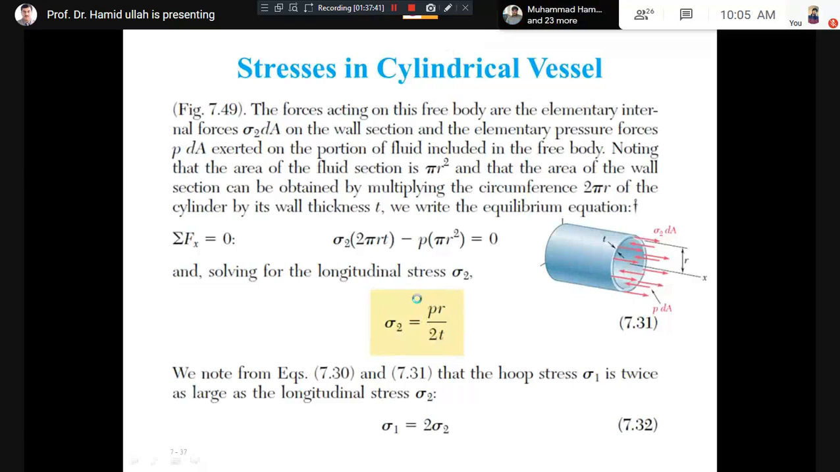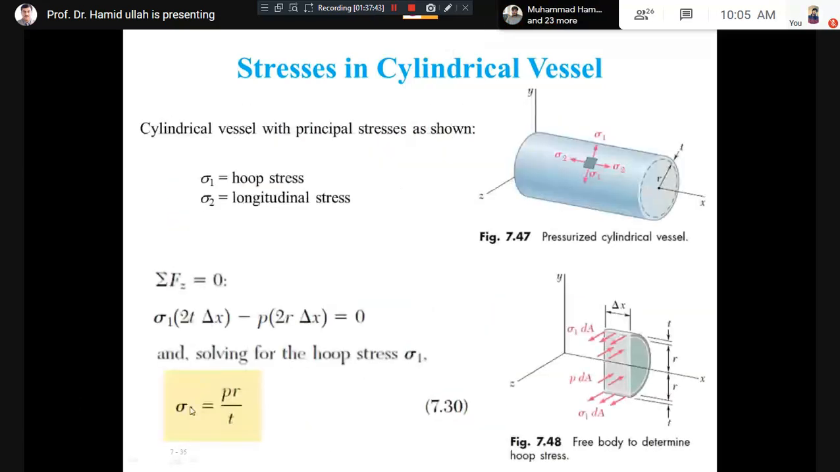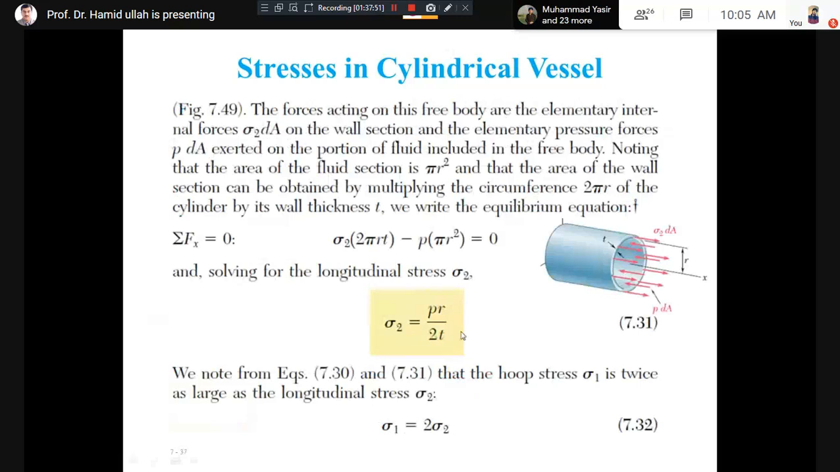There are two stresses. One is this hoop stress, PR by T, and the other is the longitudinal stress, PR by 2T. So for sure, you can come across this relation that sigma 1 is twice sigma 2. This is the comparison and the relationship between the two.